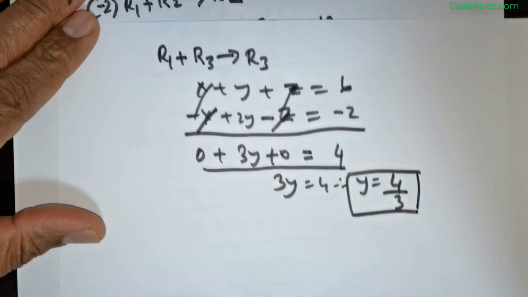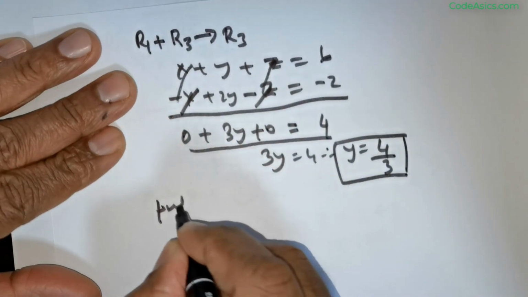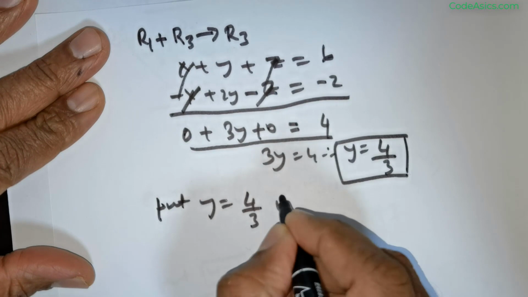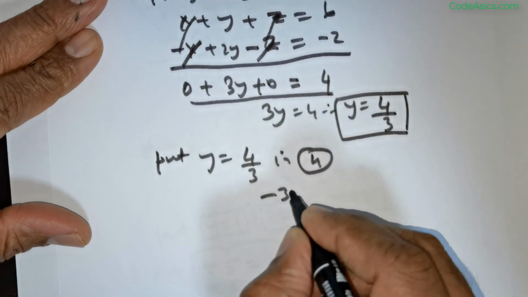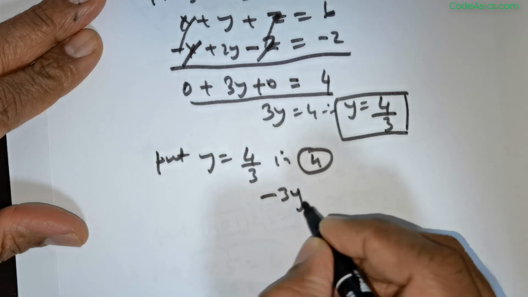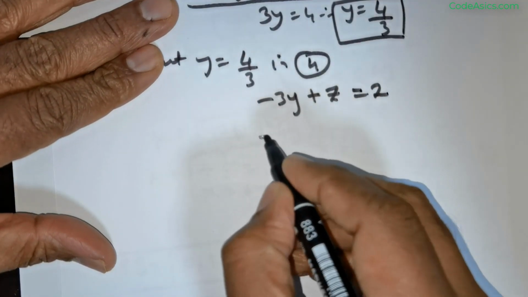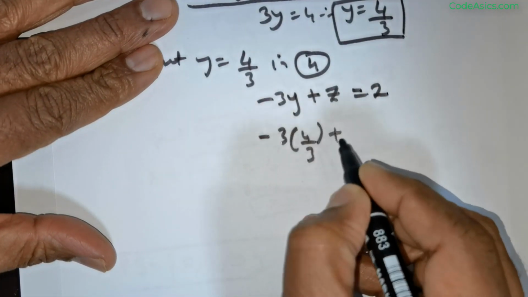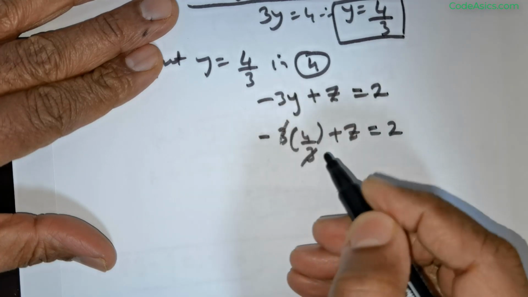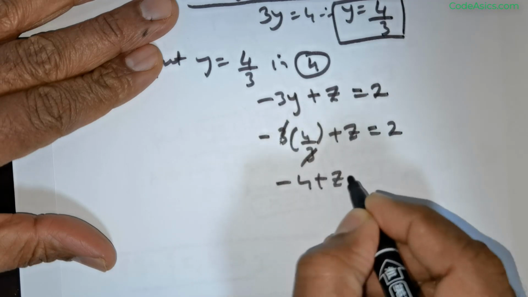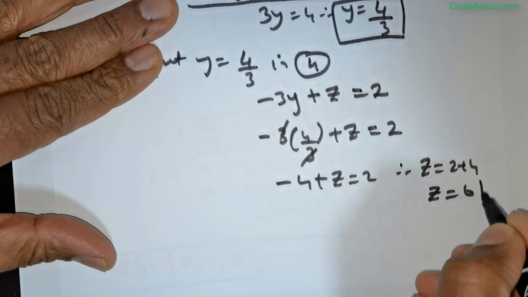Now what you can do is substitute this in equation 4. So put y is equal to 4 over 3 in 4. So what is my 4? My 4 is negative 3 times y plus z is equal to 2. So negative 3 times 4 over 3 plus z is equal to 2. Clearly the 3 gets cancelled. So negative 4 plus z is equal to 2. Therefore z is equal to 2 plus 4. So z is equal to 6.